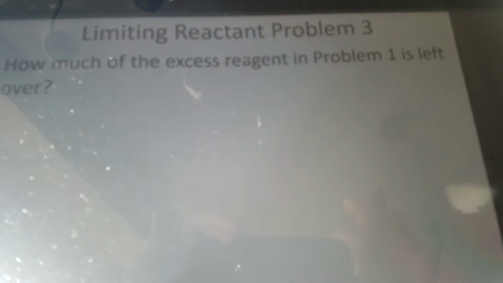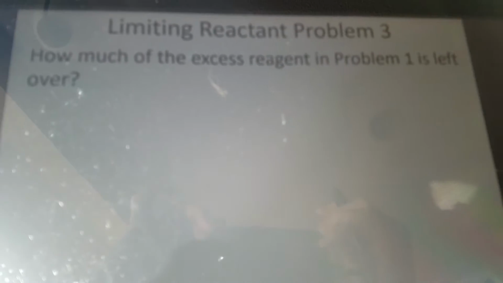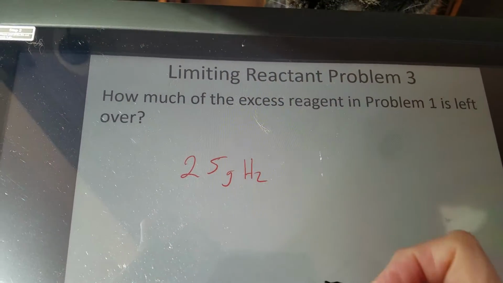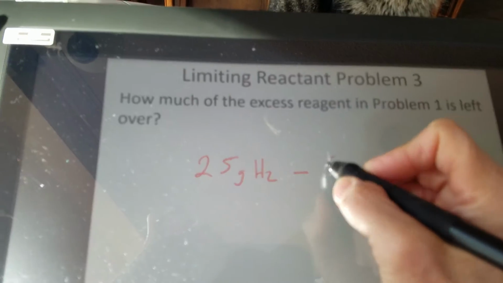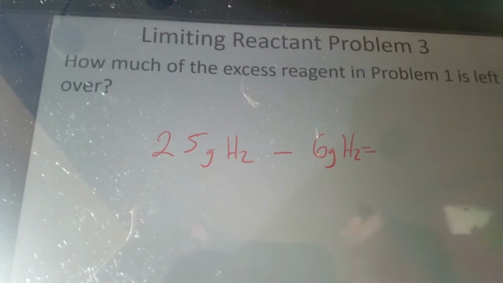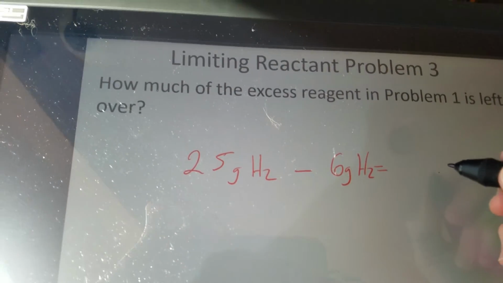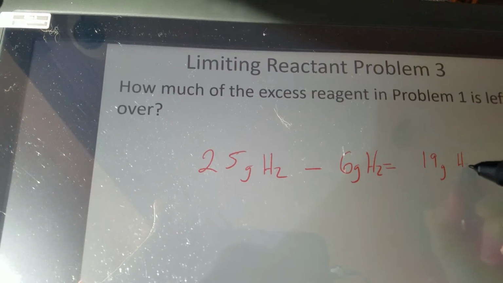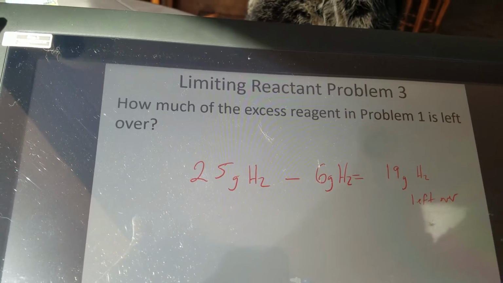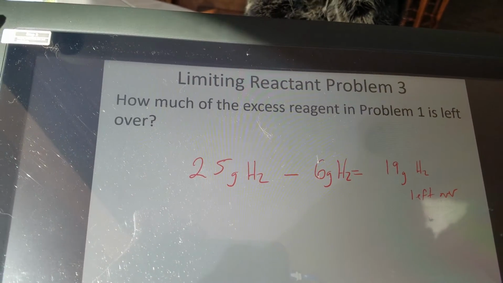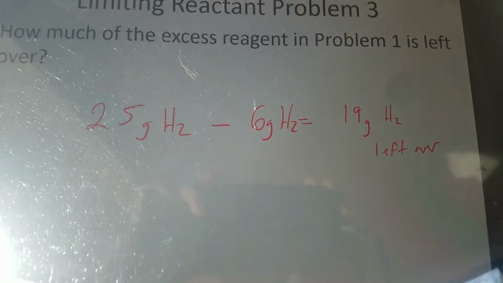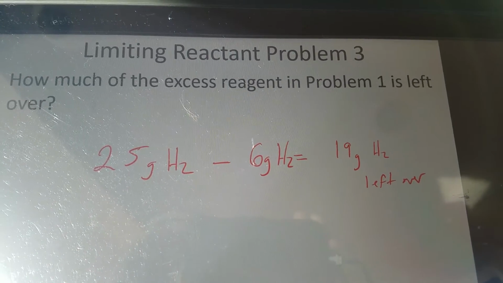And then it asks us how much of the excess reactant is left over. So if you go back and look at the original problem, it told us that we had 25 grams of hydrogen that we started with. We used 6 grams, as we determined in the problem just before. So all we have to do now is subtract the 6, and I would get that I would have 19 grams of hydrogen that would be left over, or in excess. Which means that whoever set this problem up wasted a lot of hydrogen, didn't they?